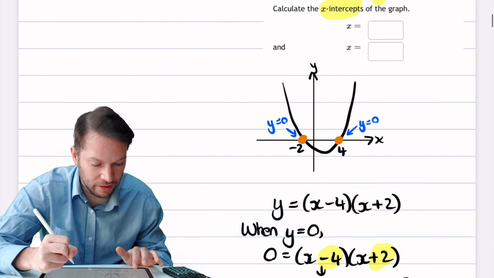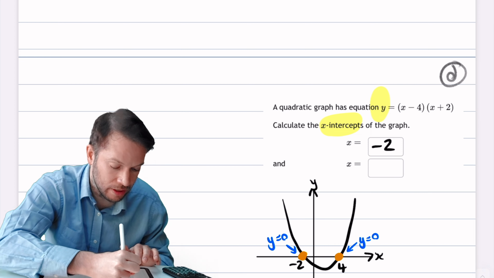That makes the y value 0. So that is the solution. We've got negative 2 and positive 4.